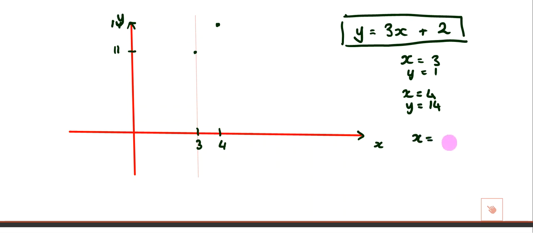When x equals -1, what will the y coordinate be? 3 times -1 is -3, plus 2, is -1. So this would be a point, (-1, -1), down here. That's still in line. I haven't drawn this very well, but we can draw a line. Now what does the line represent?